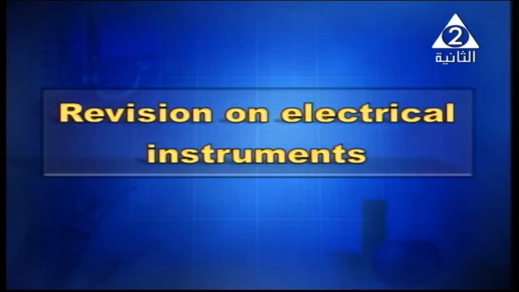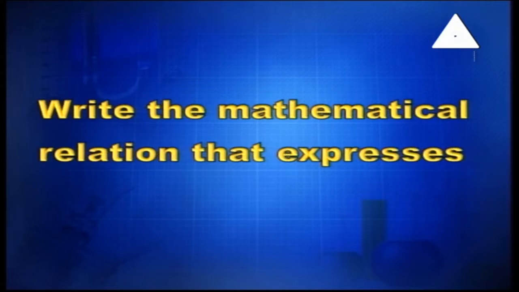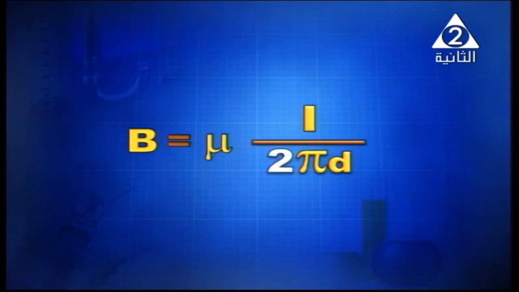Revision on electrical instruments. The first question is, we want you to write the mathematical relation that expresses Ampere's circuit law. Okay, it's all easy for you. What about the relation that expresses Ampere's circuit law? Yes, B equals mu I over 2 pi d. Let me say it again.